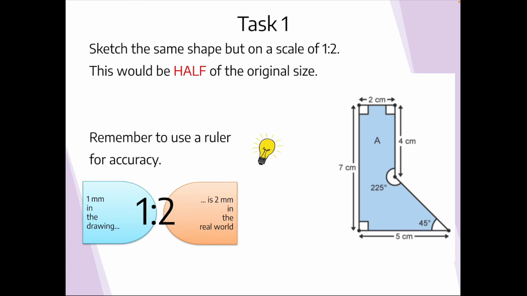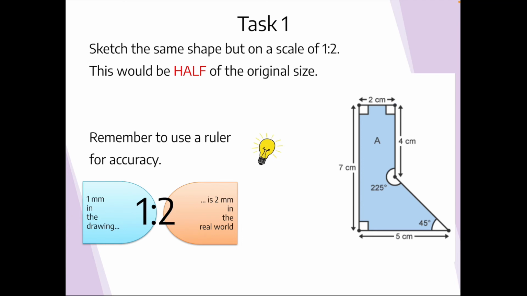So the first task we're going to have you complete is to sketch the same shape, but this time using a reduction scale, a scale of 1:2. So again, treating it like a fraction, 1/2, half. So this means that you are drawing this object half of the original size. So you'd be taking, for example, the 2 centimeters and drawing it at half the original size.